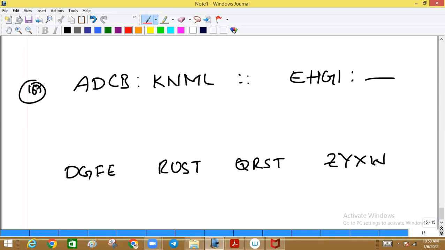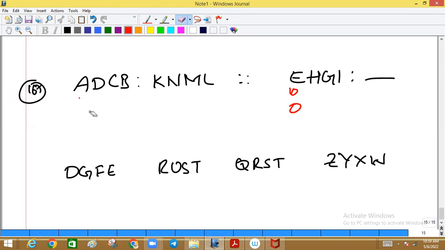See, generally, if you go with the normal change in pattern type, for example, A1, K, how much increase? Plus 10. Why? A is 1, K is 11, 1 plus 10 is 11. D4, N14, so 4 plus 10 is 14. C3, M13, so again plus 10. B2, L12, also plus 10. The moment I do plus 10 here, 5 plus 10 is 15, so your answer should be O, which is not at all there in the options.